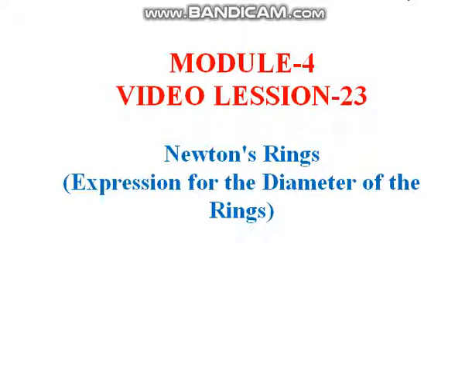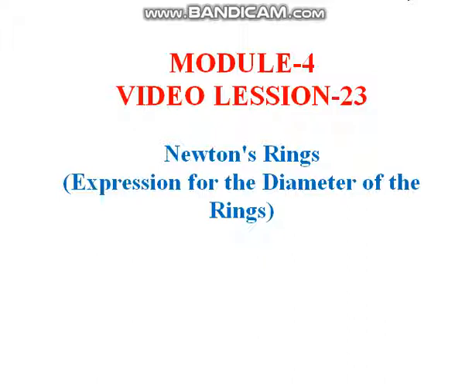Hello everyone, so this is video lesson 23 and we are going to obtain the expression for the diameter of the rings, that is the diameter of the dark rings and the bright rings of the Newton's rings. There are different orders of the rings. There are separate orders for the dark rings: order 1, 2, 3, 4, 5, and similar orders for the bright rings, n equal to 1, 2, 3 and so on.